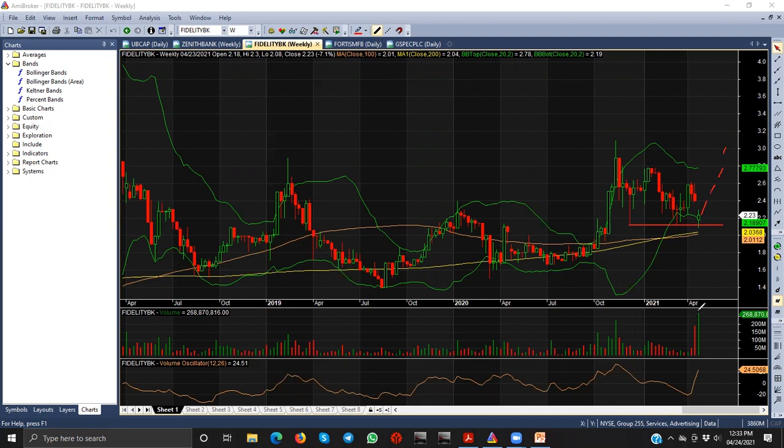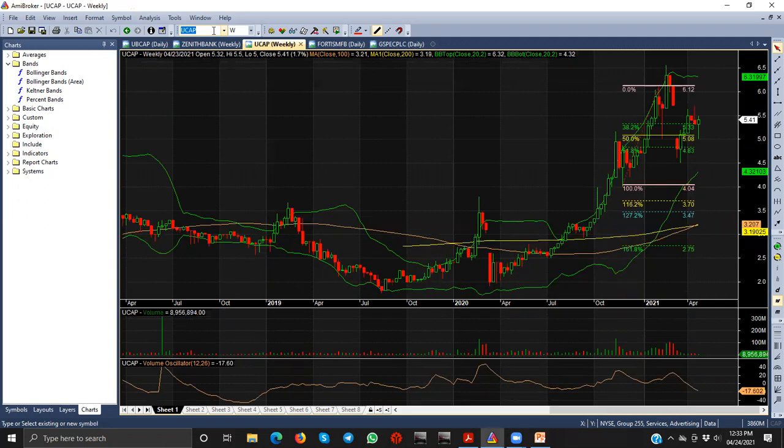So this is the stock we are looking at, and there's a conviction here. Let's look at another one. Remember this strategy: now we are dealing with the entry, and we are going to be dealing with the exit too shortly. Let's look at UCAP. This one has already gone past the entry.